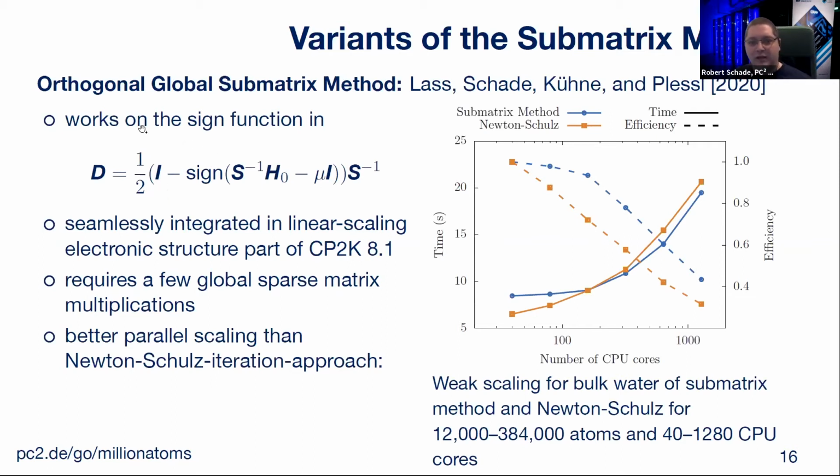This works by directly acting on the sign function here. So we basically first compute this term here in the bracket, which is a matrix, and then only apply the submatrix method to the sign function. That's orthogonal in the sense that here in the back, that's basically the orthogonalized matrix. And this is already seamlessly integrated into CP2K and is compatible with all electronic structure approaches that are compatible with the linear scaling environment in CP2K. However, this requires a few global sparse matrix multiplications here for these operations in the back.